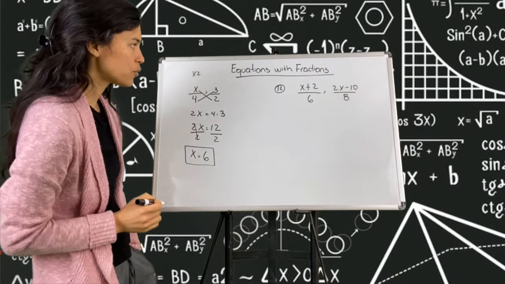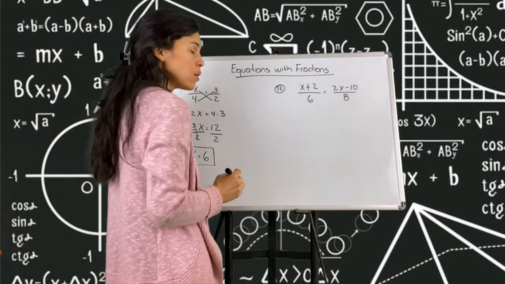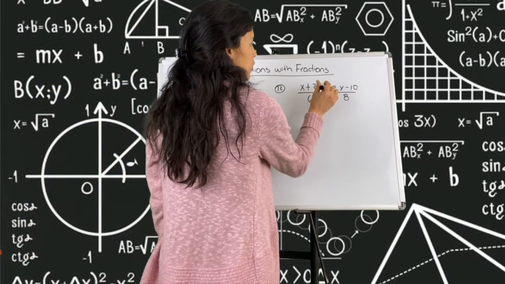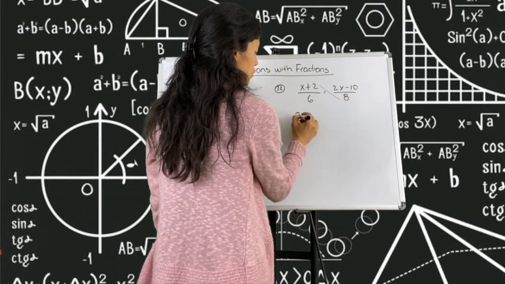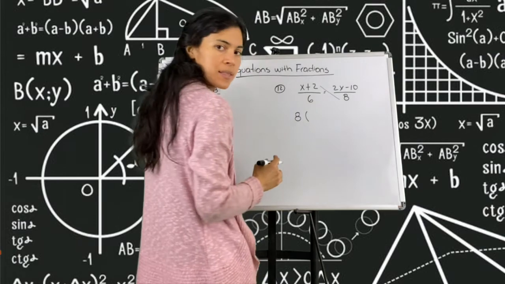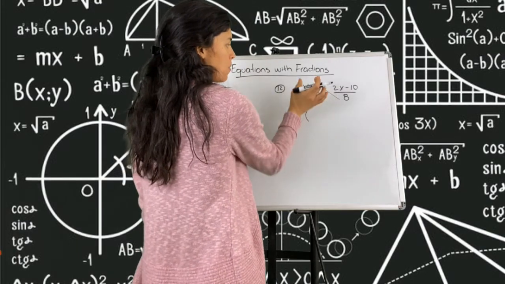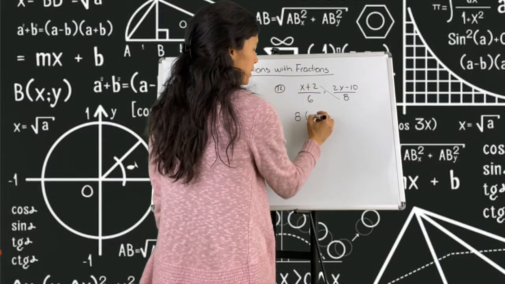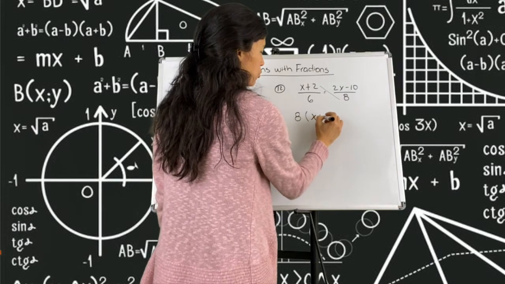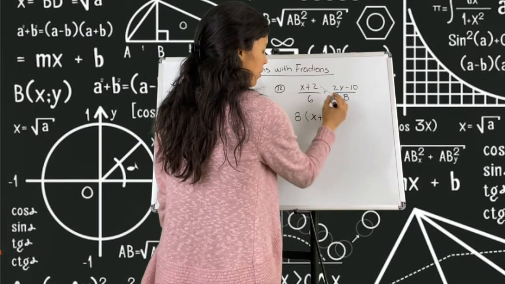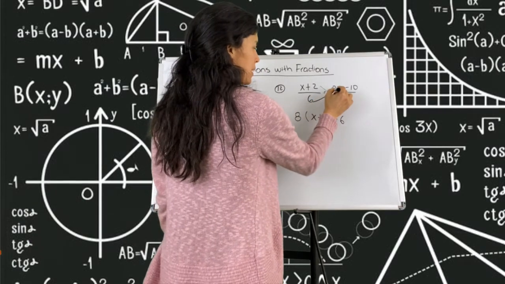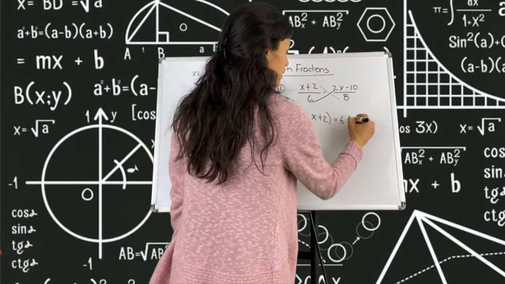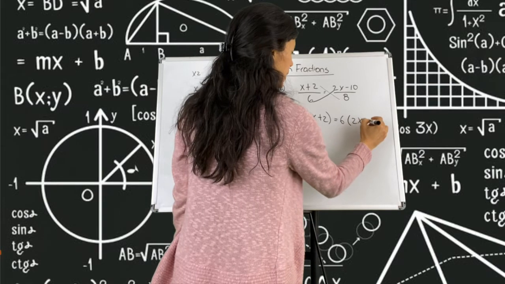Let's go to number 12. We also cross multiply. The 8 is going to multiply. I'm going to open parentheses to mean that it's going to multiply the whole expression, which is x plus 2. Now I copy the equal sign, and the 6, I do the same for the other side. The 6 is going to multiply 2x minus 10.